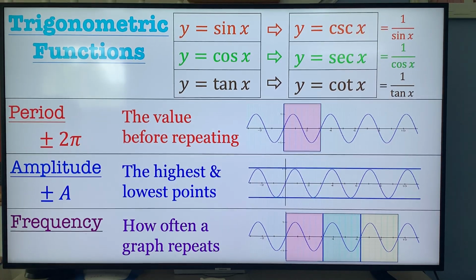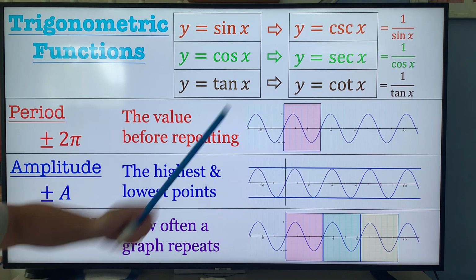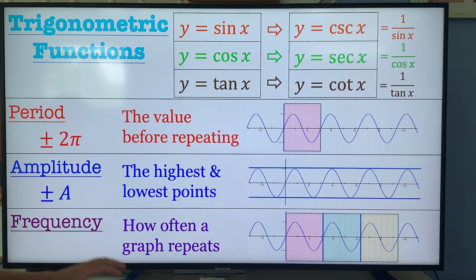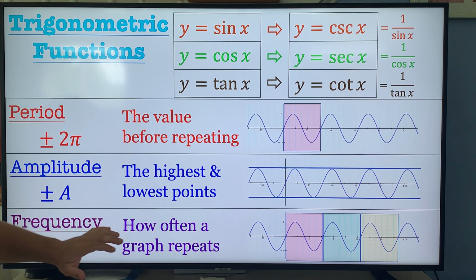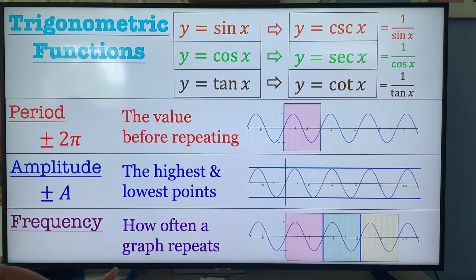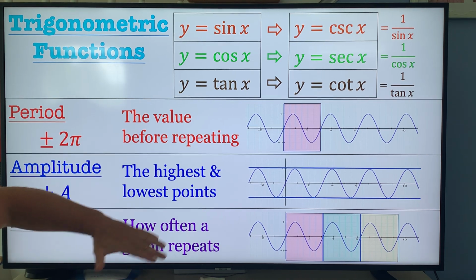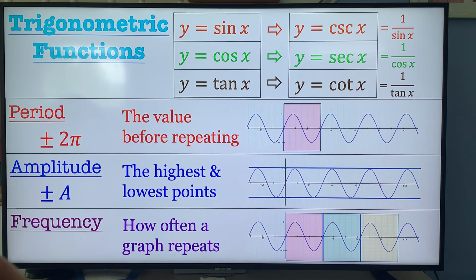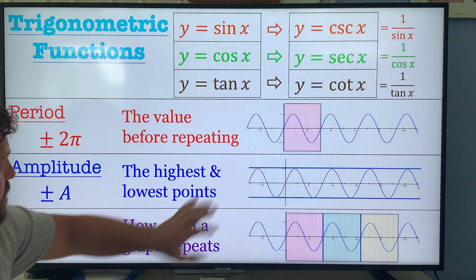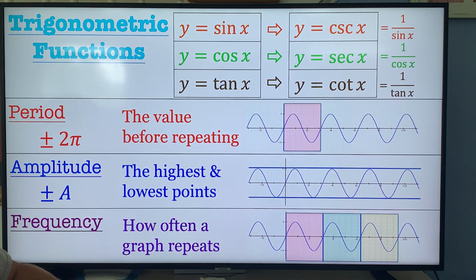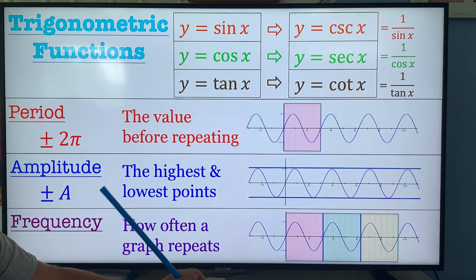Trig functions. You got sine, cosine, tangent. The inverses of the 3, cosecant, secant, cotangent. You also have to know a period, plus or minus pi is the base period. That's the value it goes before repeating. Amplitude, plus or minus a. That is the highest and the lowest point on the graph. You can obviously shift these if you want, but this is the initial one. And then your frequency, how often the graph repeats. So if I'm giving you a start and a stop point, how often the graph repeats between those 2 points.